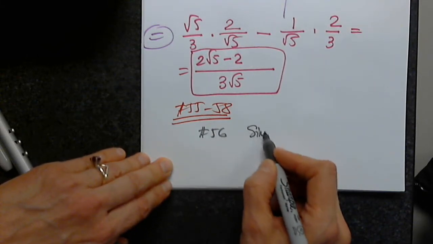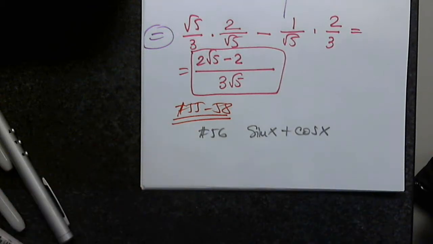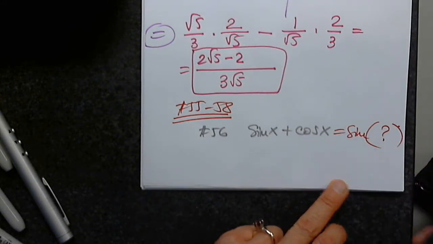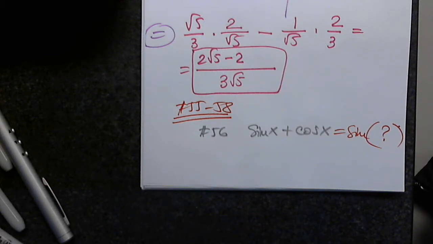56 says sine x plus cosine x. And here's the question. There is a formula in the book, but I don't want more formulas. I want to show you the mechanism. If you want to memorize the formula, you can. Write the expression in terms of sine only. So this is really asking us to write sine of something. That's what it says. This is not the answer, but I wanted to show you what we're trying to do.